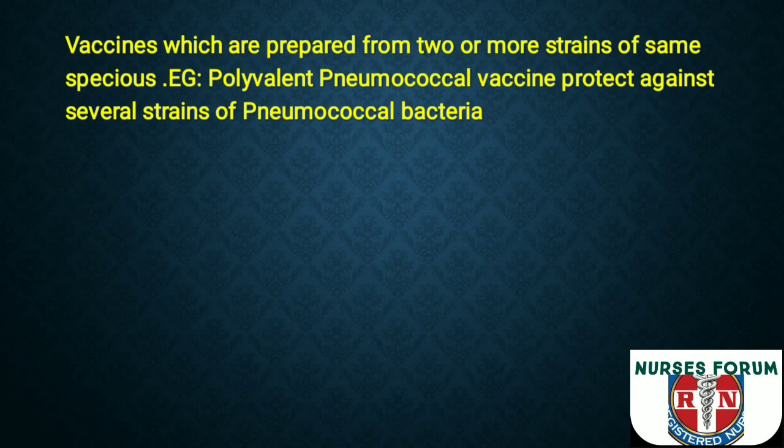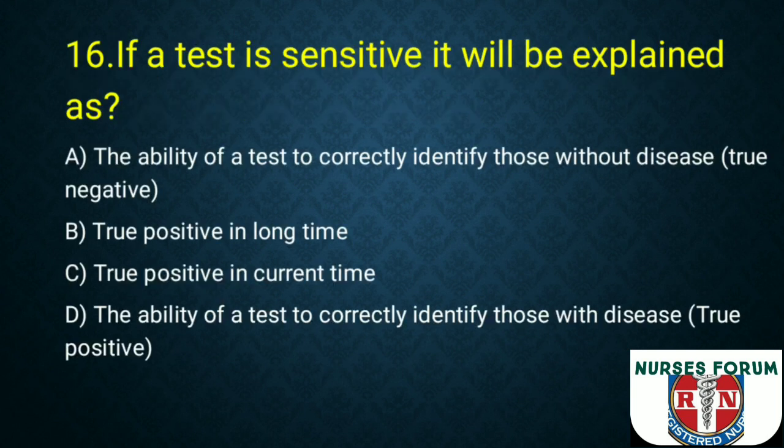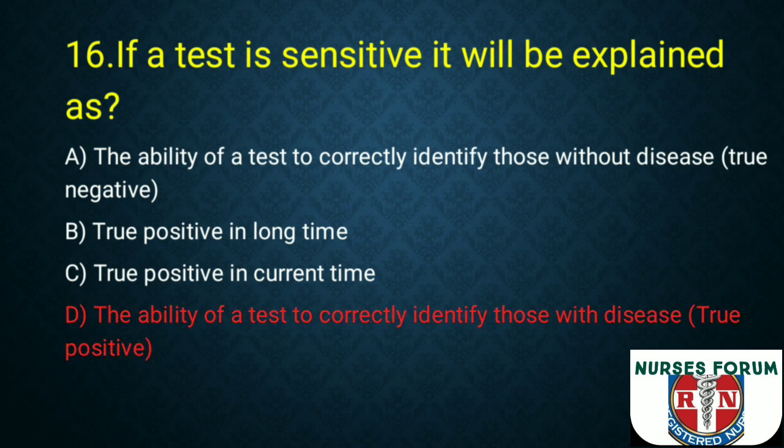Next question. If a test is sensitive, it will be explained as: the ability of a test to correctly identify those without disease, also called true negative; true positive in long time; true positive in current time; the ability of a test to correctly identify those with disease, true positive. Right answer is the ability of a test to correctly identify those with disease, or true positive.